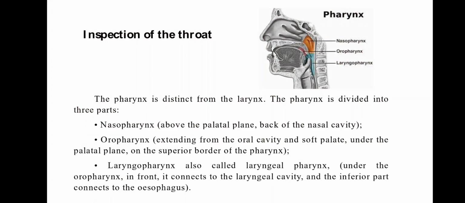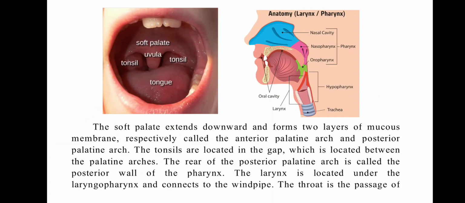The pharynx is divided into 3 parts: the nasopharynx, above the palatal plane, back of the nasal cavity, and the oropharynx, extending from the oral cavity and soft palate, under the palatal plane on the superior border of the pharynx. The laryngopharynx, also called laryngeal pharynx, is under the oropharynx. In front, it connects to the laryngeal cavity, and the inferior part connects to the esophagus.